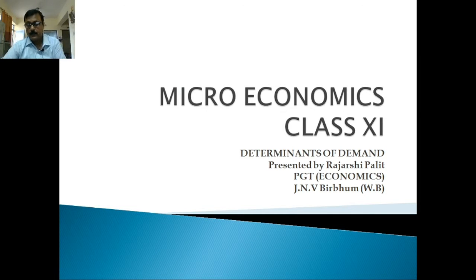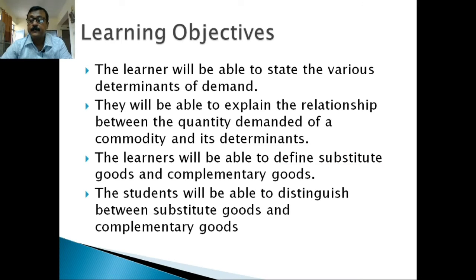So let us start. The learning objectives of this presentation are that the learners will be able to state the various determinants of demand. That means they will be able to tell what the various determinants of demand are. Then they will be able to explain the relationship between the quantity demanded of a commodity and its determinants, and what impact these determinants will have on the quantity demanded of a particular commodity.